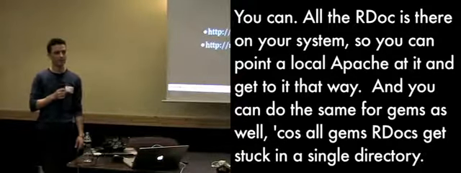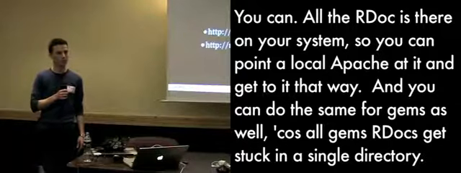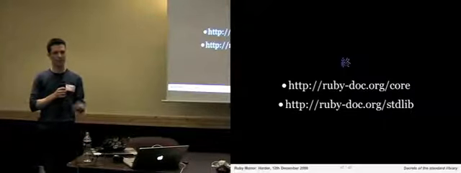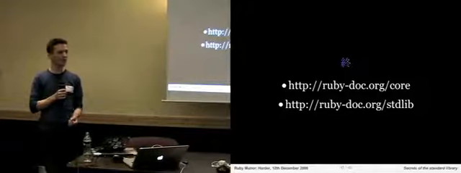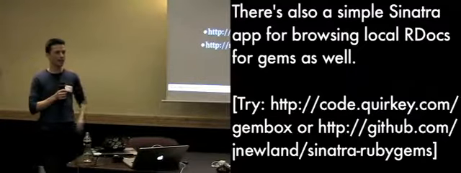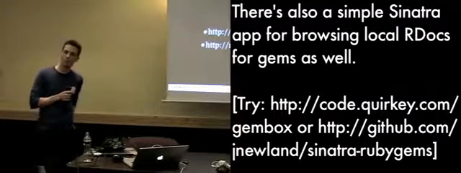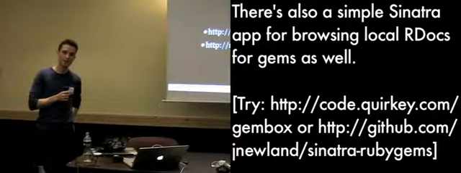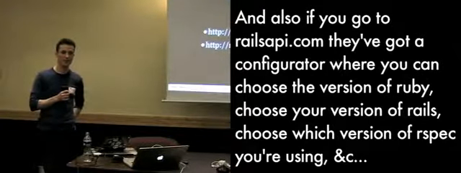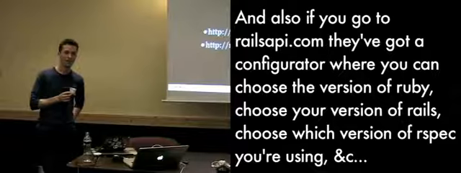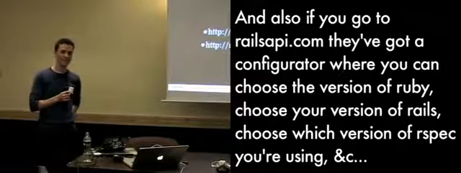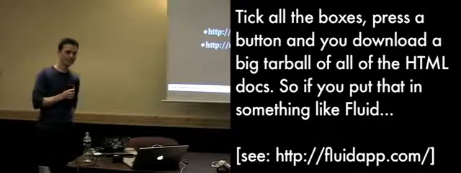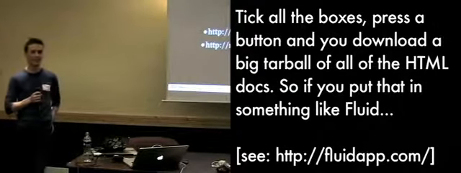And you can do the same for gems as well, because all our gems' RDocs get stuck in a single directory. Actually, I didn't think you even need Apache. There's also a simple Sinatra app for browsing local RDocs for gems. And also, if you go to railsapi.com, they've got a configurator where you can choose your version of Ruby, your version of Rails, which version of RSpec you're using, etc. Tick all the boxes, press a button, and you download a big tarball of all of the HTML docs.